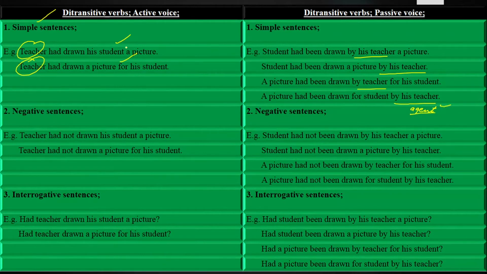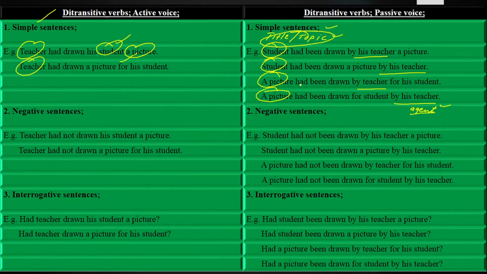And when you bring the object, whether indirect or direct, in the place of the subject, such as student in the first and second sentence, a picture in the third and fourth sentence, here it will no doubt be called the subject, but it will not be called the doer of an action subject. It will be called the title or the topic subject, not the doer of an action. And what is the definition of title or topic subject?